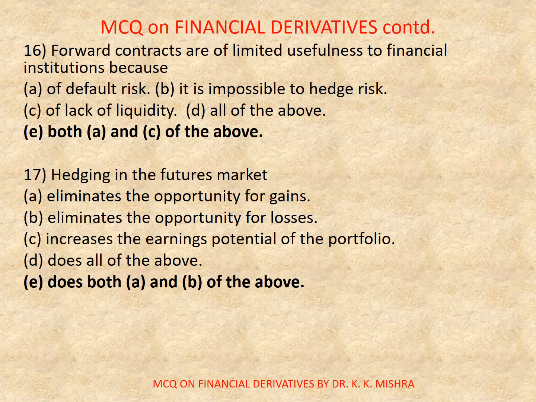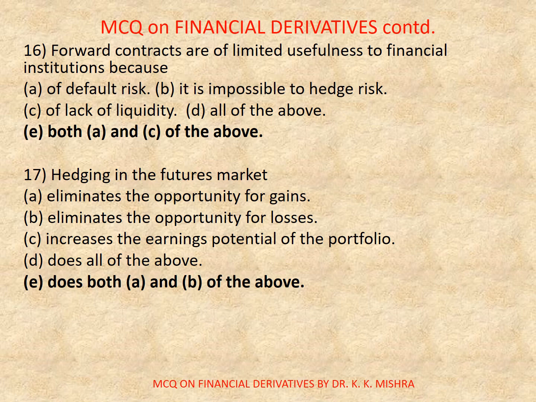Question number 16. Forward contracts are of limited usefulness to financial institutions because options are A. Of default risk. B. It is impossible to hedge risk. C. Of lack of liquidity. D. All of the above. E. Both A and C of the above. Correct option is E. Both A and C of the above.